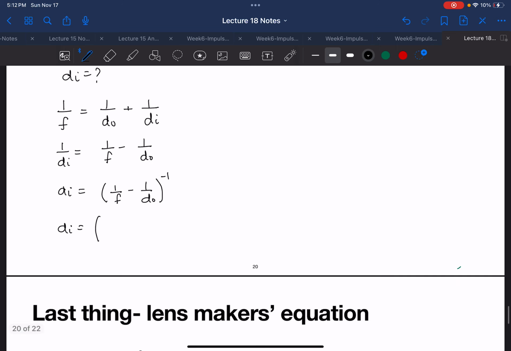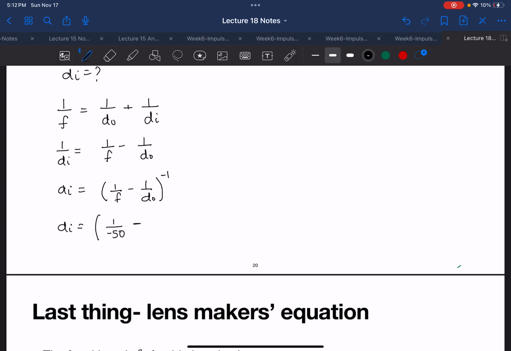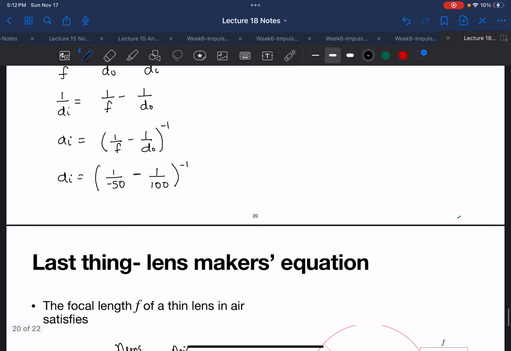Our focal length is 50, so we get 1 over negative 50. And we can go ahead and plug everything in centimeters and get our answer in centimeters. If you want to plug in everything in meters and SI units, then you expect an answer out in meters. So I'll go ahead and keep things in centimeters here. So 1 over negative 50 minus 1 over 100, all to the minus 1. So now I need a common denominator. I have to multiply top and bottom of this fraction by 2.